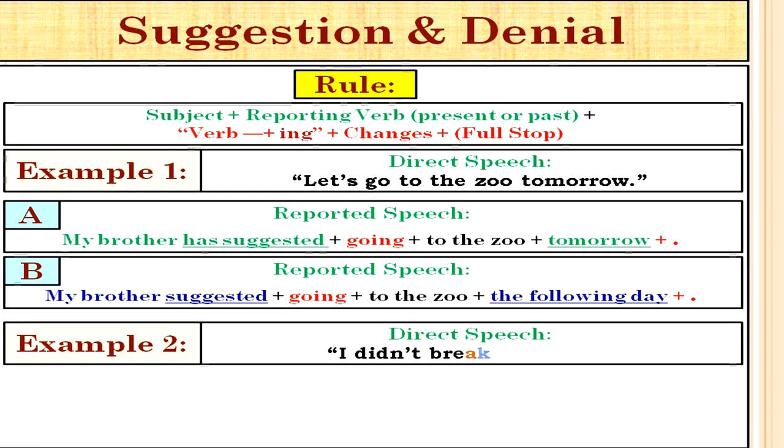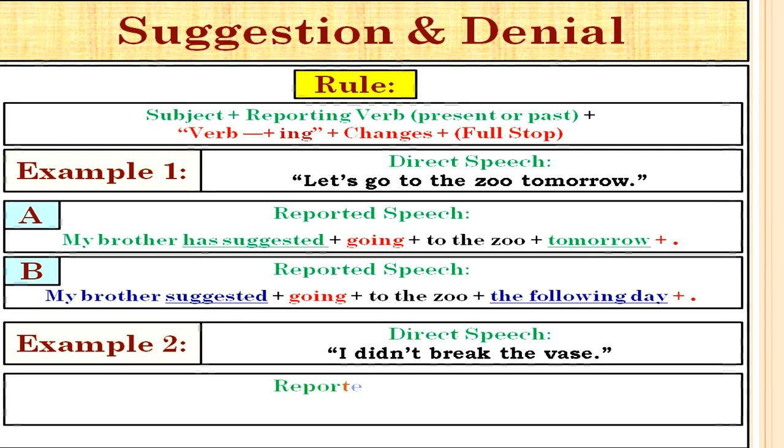Here it expresses denial. In reported speech, here we have just one case, which is the reporting verb in the past tense. And it is the same for the case of the reporting verb in the present tense. So we follow the rules we have talked about. So the answer for example number 2 is Carlos denied plus the verb plus ing. The main verb is break, not didn't. So we say breaking. Then we finish the sentence because we have no other changes.